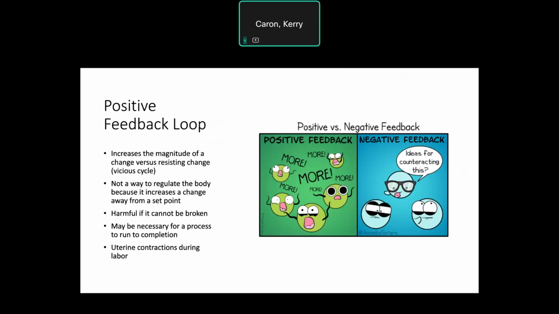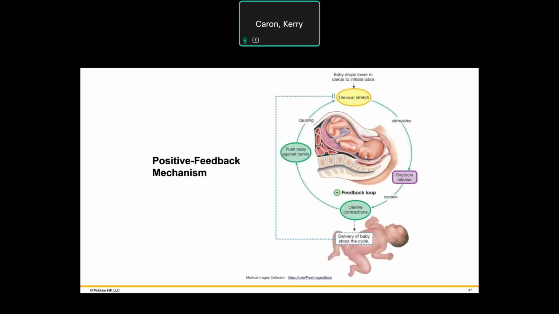And the best example is uterine contractions. So uterine contractions during labor are more, harder. And the reason being to expel a baby. If that wasn't the case, there would be no baby. In uterine contractions, the childbirth abruptly stops the positive feedback loop. Otherwise, a woman would die from increasing uterine contractions.